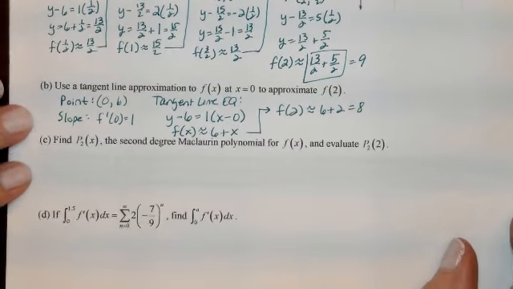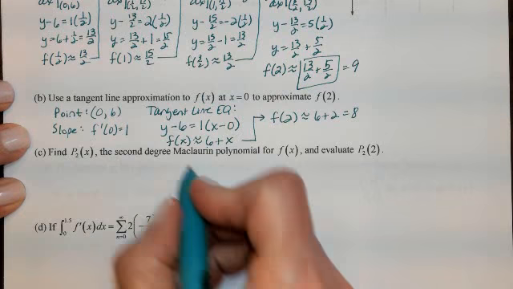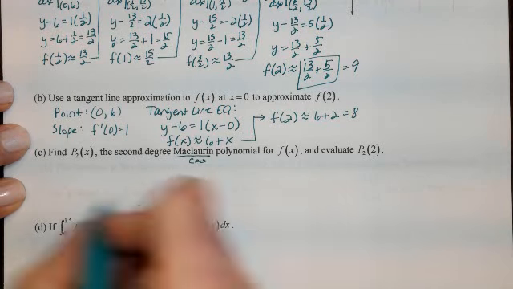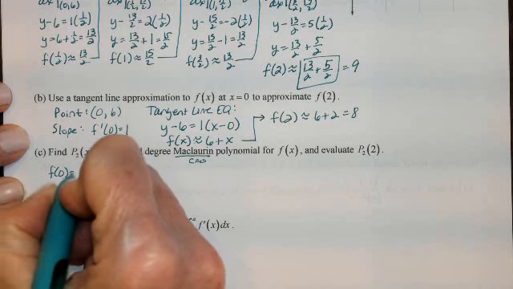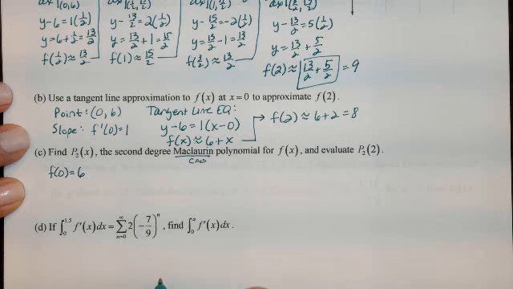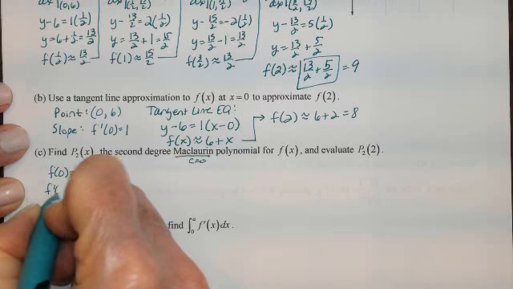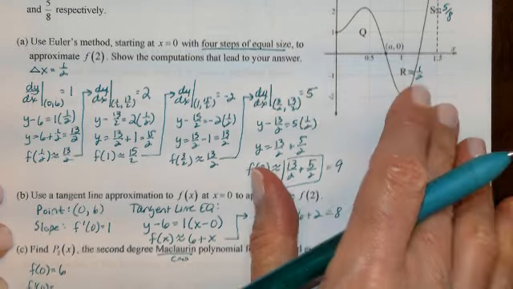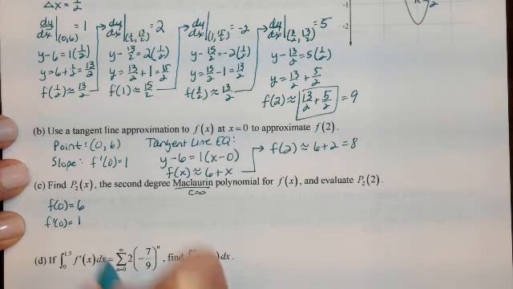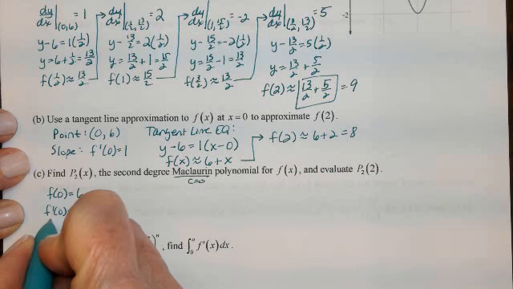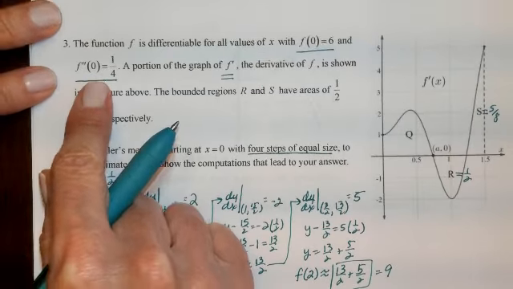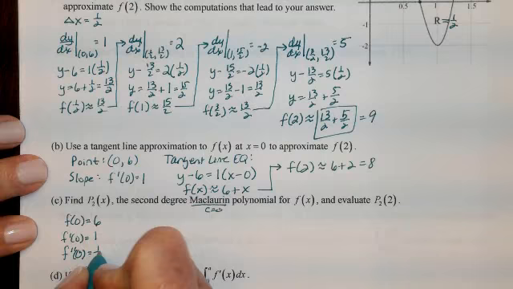Okay, first let's find the second degree Maclaurin polynomial. Maclaurin means just that it's centered at 0, right? So I'm starting with f of 0, and f of 0 was given to us to be 6. F prime of 0, we can get from the table, f prime of 0 is our 1 that we've used in all 3 parts so far. And f double prime of 0 was given to us. I remember reading that in the problem. F double prime of 0 is a 4th. So they just gave us that.